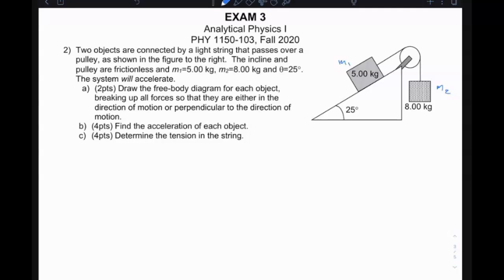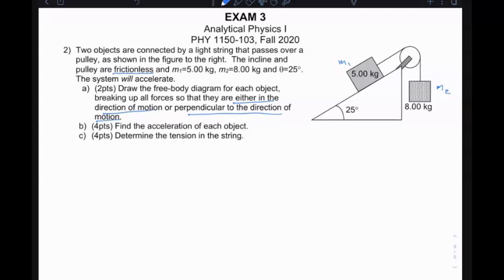The system will accelerate. Note the statement that the incline and the pulley are frictionless, so we don't have to worry about a friction force in this problem. In part A, we're asked to draw the free body diagram for each object, breaking up the forces so they are either in the direction of the motion or perpendicular to the direction of the motion.